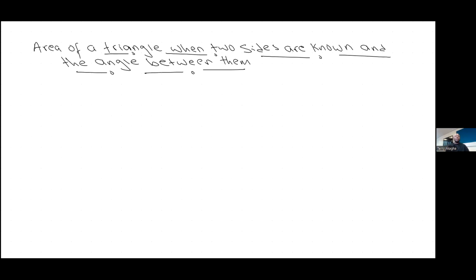We're going to talk about area of a triangle when two sides are known and the angle between them.